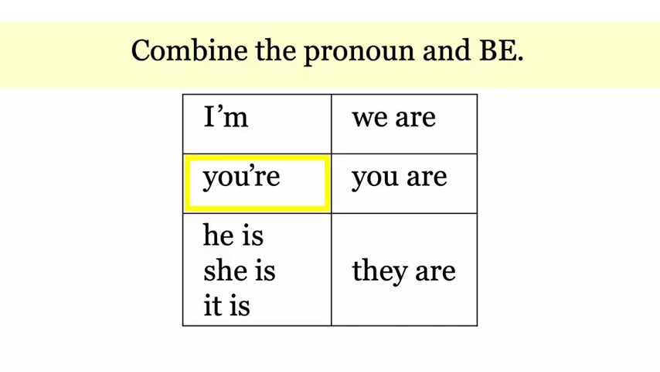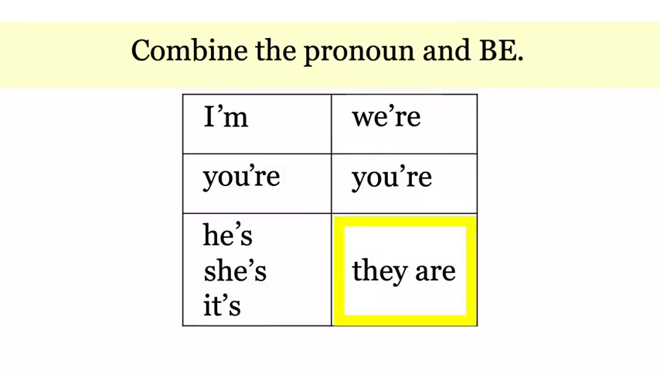You're. He is, she is, it is follow the same pattern. So drop the I, move the S closer to make one word, and put in the apostrophe. He's, she's, it's follow the same pattern. We are changes to we're, you are changes to you're, and they are changes to they're.